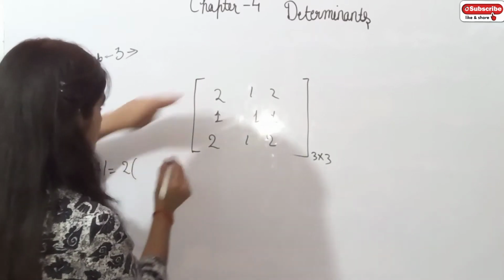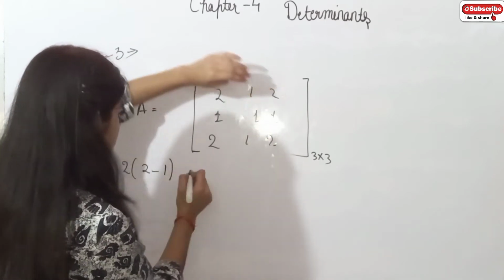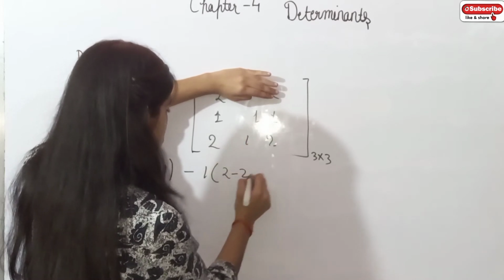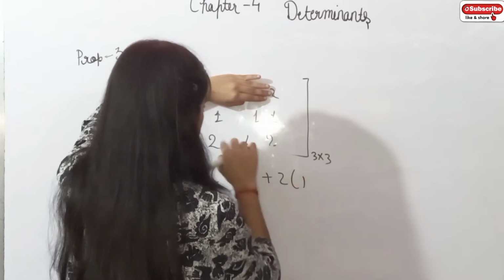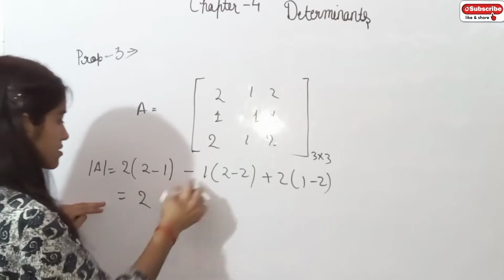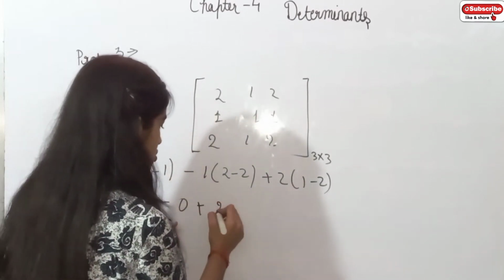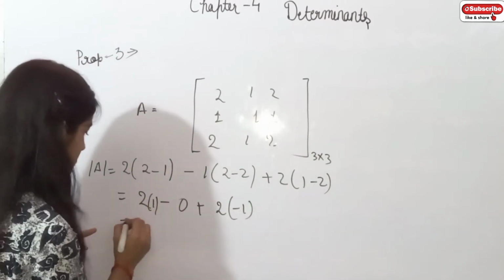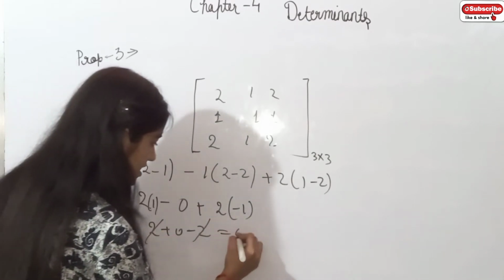So first hide that 2, cross multiply: 2 ones are 2, minus 1 ones are 1. Then minus sign 1, hide this 2: 2 ones are 2, minus 2 ones are 2. Now plus 2, hide this 1: 1 ones are 1, minus 2 ones are 2. 2 minus 1 that is 1, minus 2 2 is 0, so 0, and plus 2 minus 1, here it was 1, here it is minus 1, so 2 plus 0 minus 2, it cancels out and gives the answer 0.